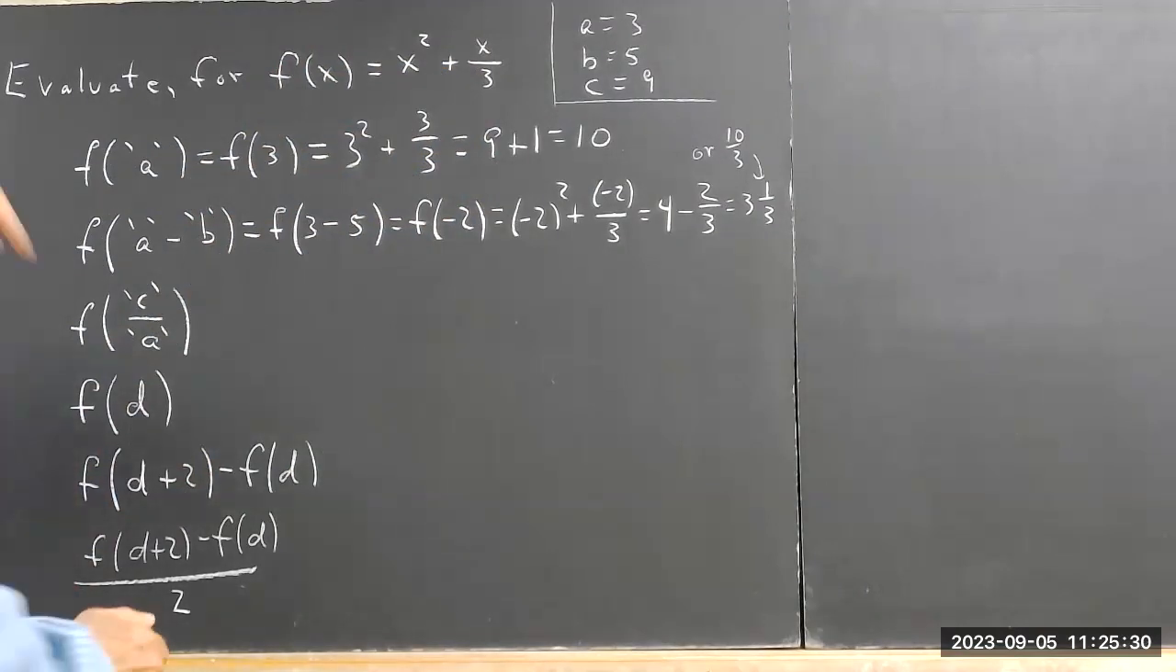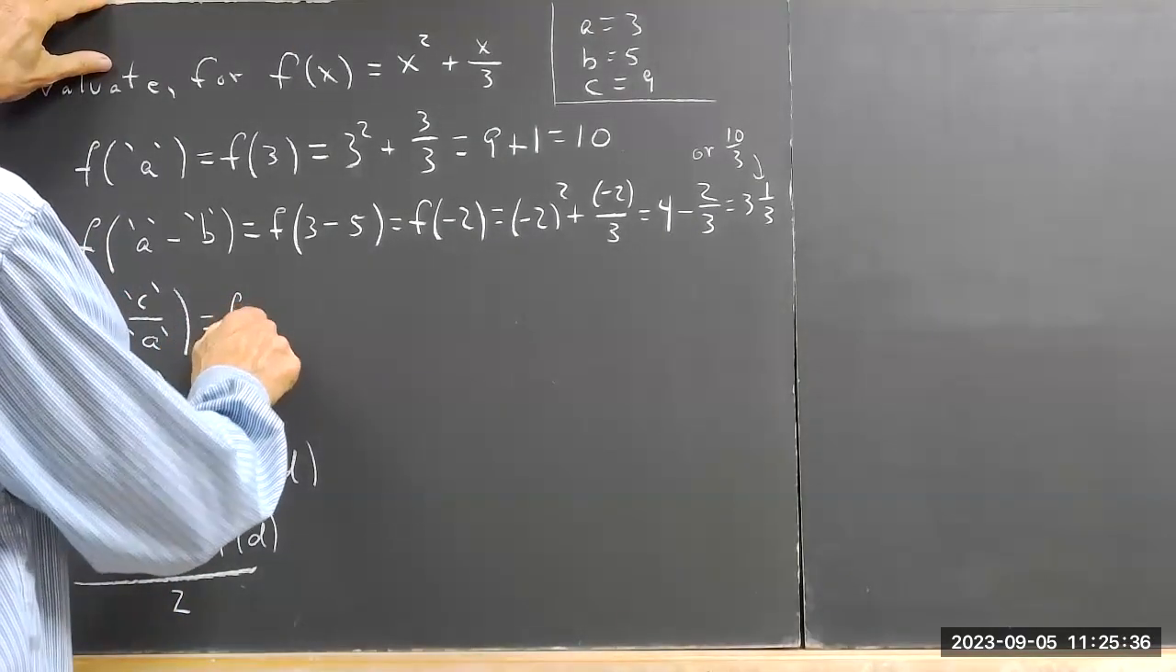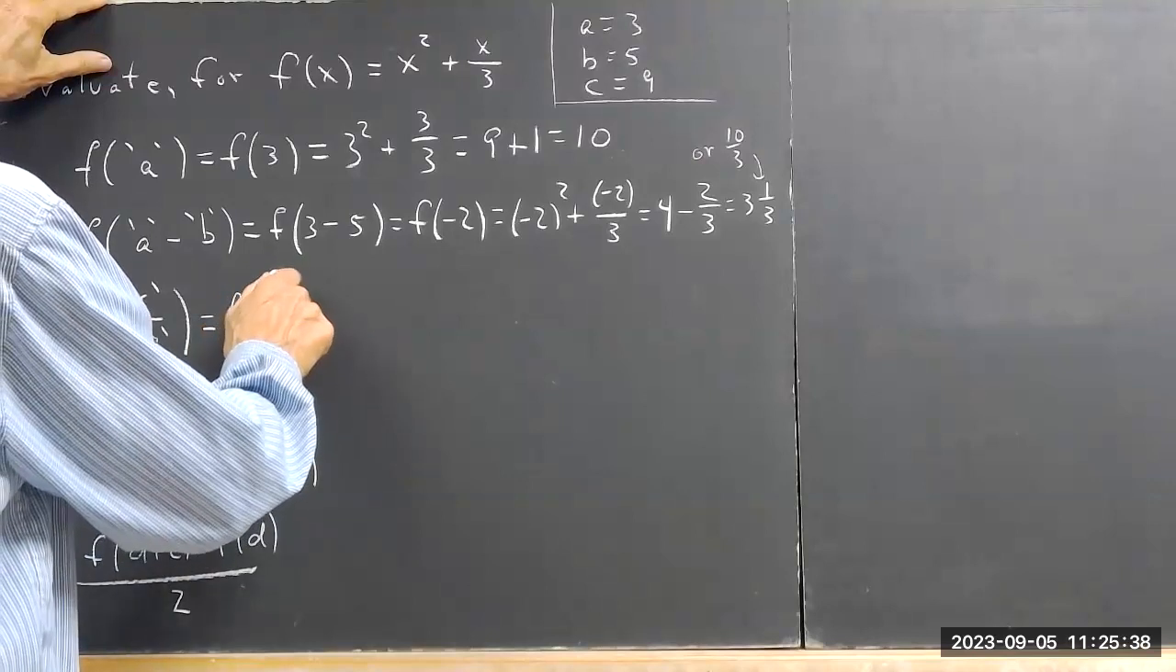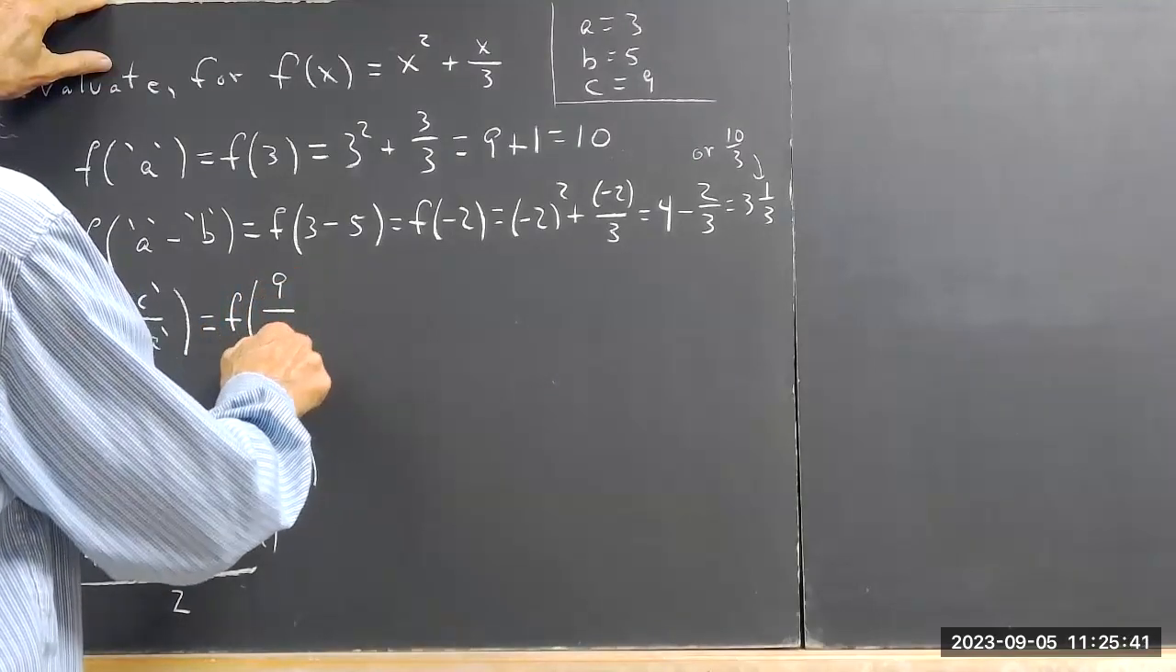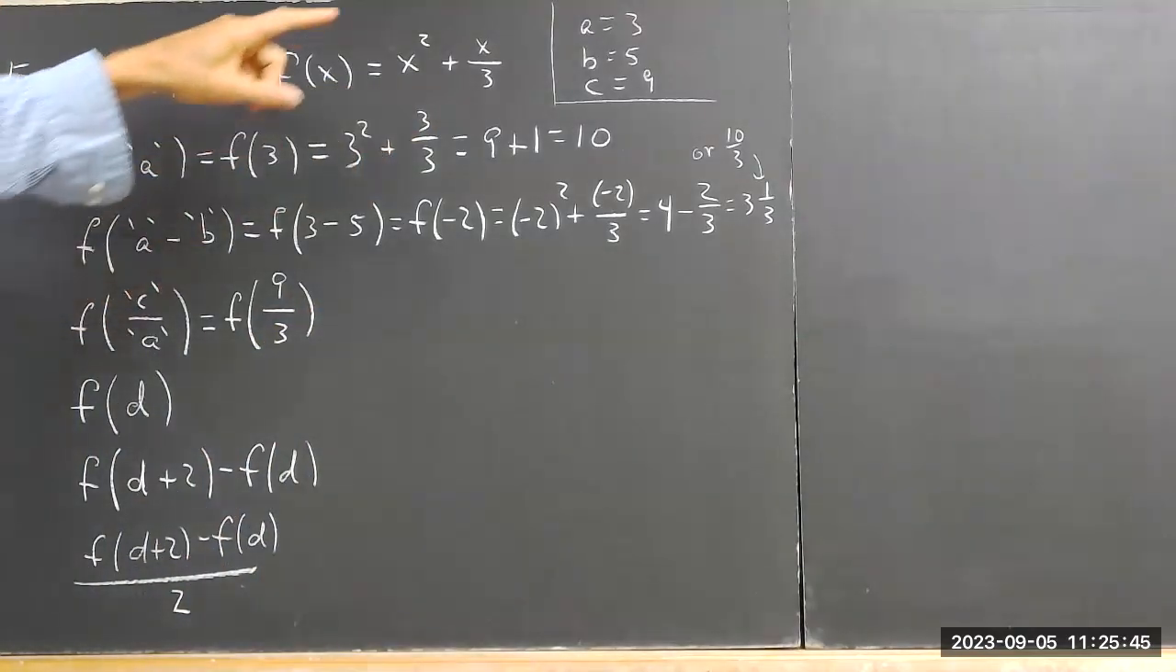Okay. Now, f of c over a is f of 9 over 3. Because in my case, c is 9 and a is 3.